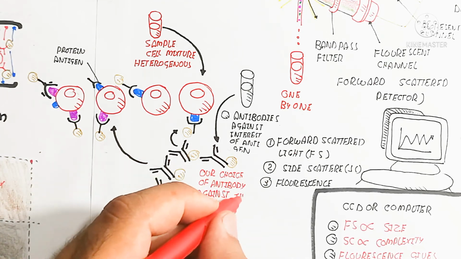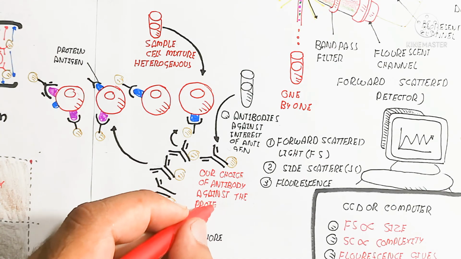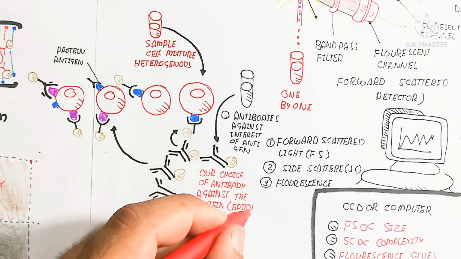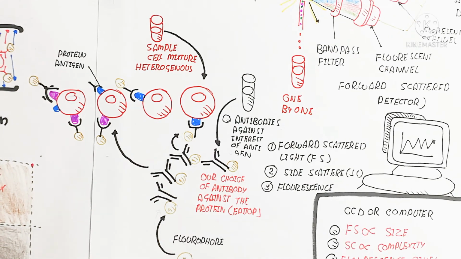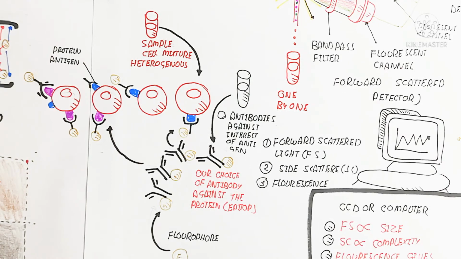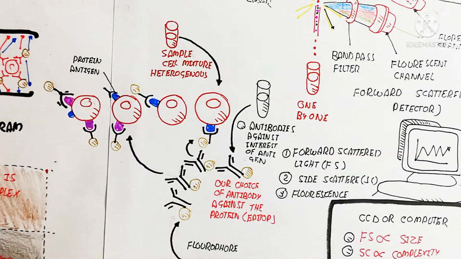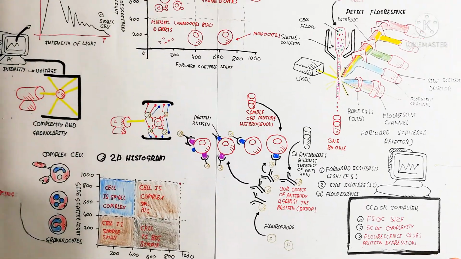So the forward scatter light is directly proportional to the size, and side scatter light is directly proportional to the complexity. And fluorescence gives protein expression for detection, showing either the protein is present or not.